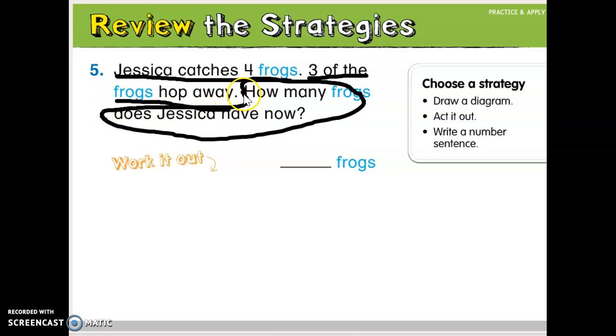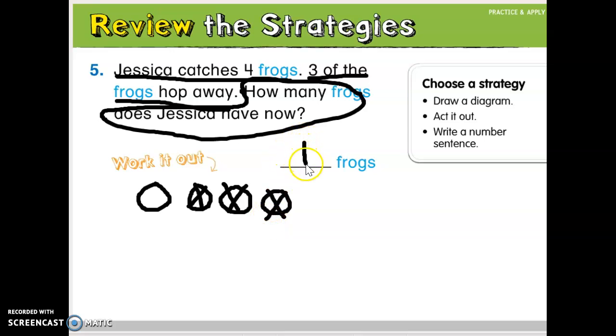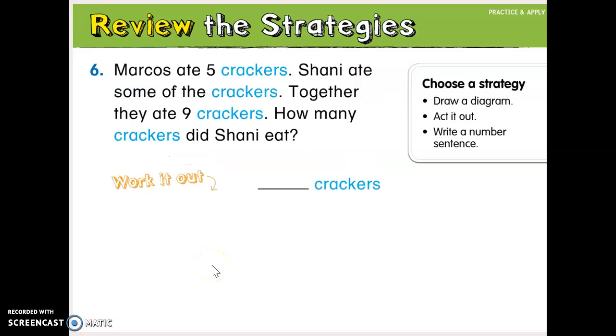Sorry that my lines are so messy. It's the mouse on this. It's very hard to get it exact. All right, so here we go. I'm going to make my circles be my frogs. 1, 2, 3, 4. Now, it tells us that 3 of those are hopping away. How many does Jessica have now? Yep, just 1 frog. This is a long lesson today. We're finally on number 6.